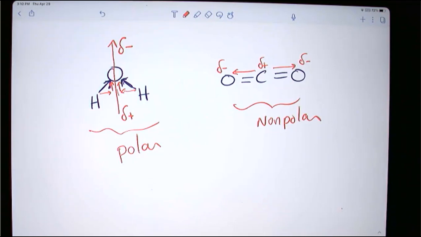What if there was one polar bond? Could you conclude something about that? It would have to be polar, wouldn't it? Why? If it only has one polar bond, why would the molecule then have to be polar? There's no way it can cancel. Hold on. If there's only one polar bond, there's no way it could get canceled out. So with only one polar bond, a molecule must be polar.